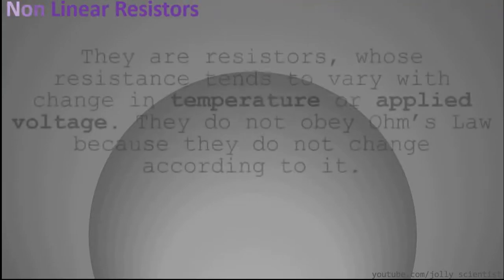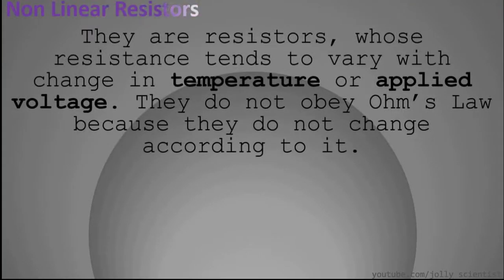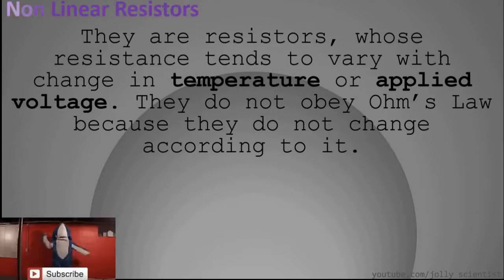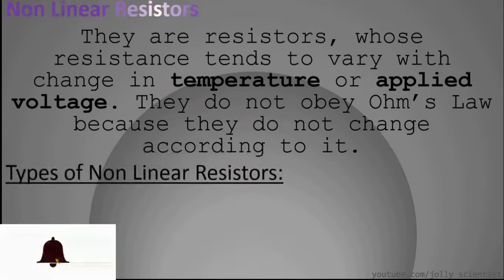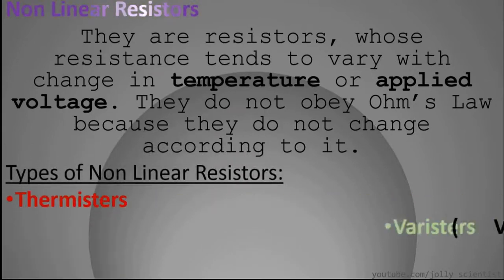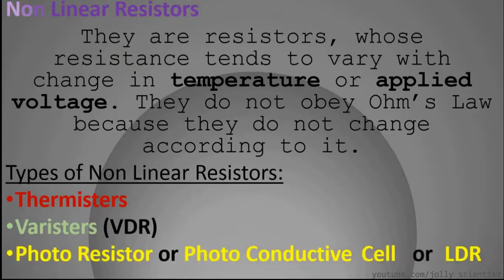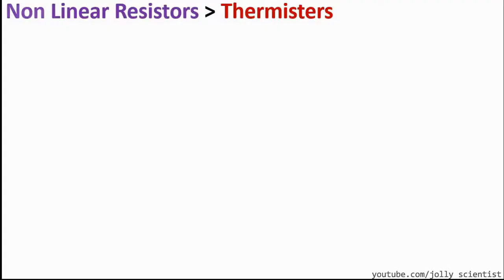Non-linear resistors are resistors whose resistance tends to vary with change in temperature or applied voltage. They do not obey Ohm's law because their resistance does not change according to it. The types of non-linear resistors include the thermistors, the varistors, and the photoresistors, or the LDRs.